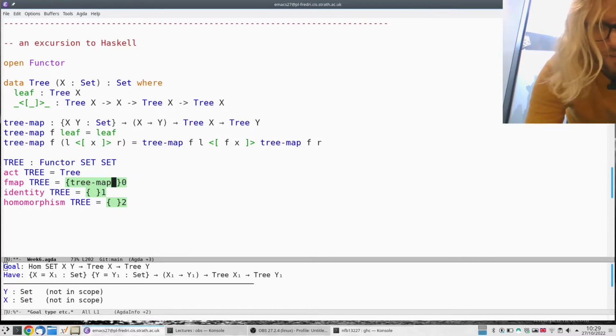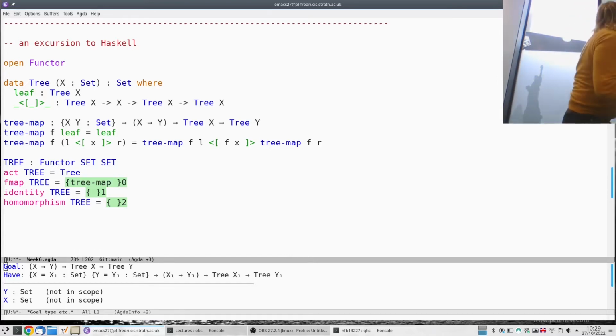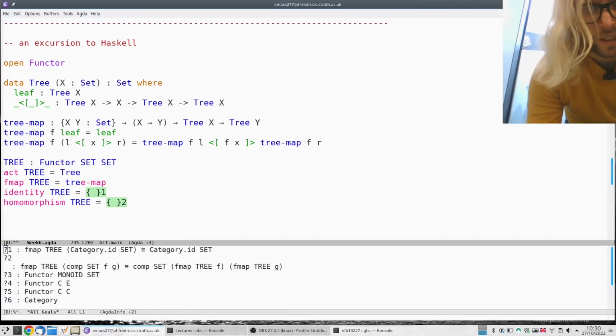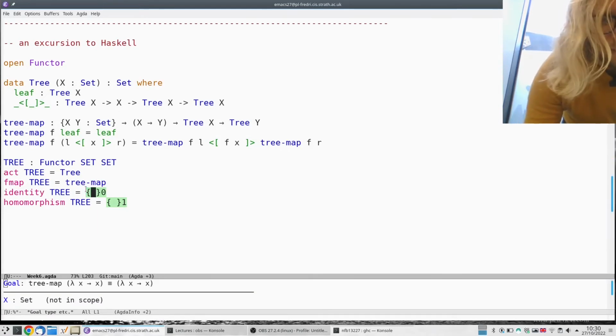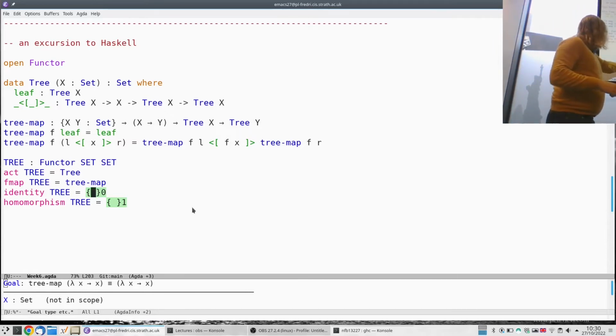Okay, so now if I fully normalize this, we see we have these implicit arguments here that have already been instantiated, but otherwise it looks like the right thing, right? So that is my action on morphisms. And now I need to prove the identity. So I have to prove this.